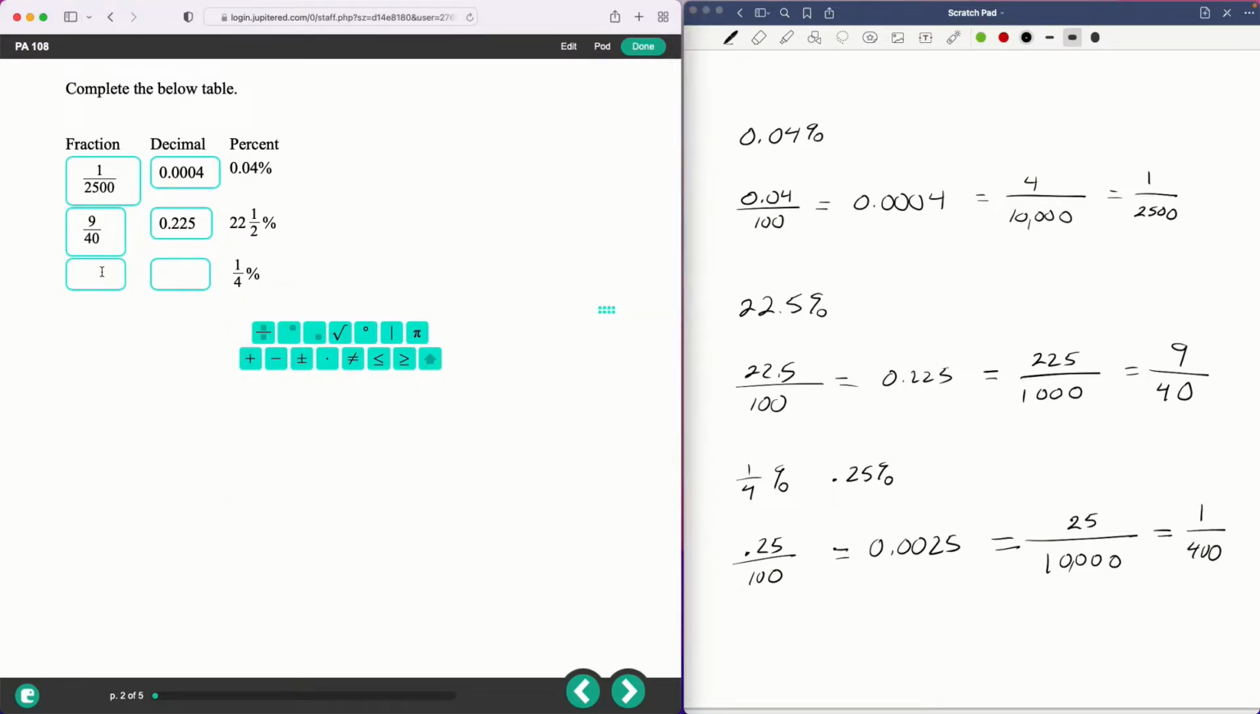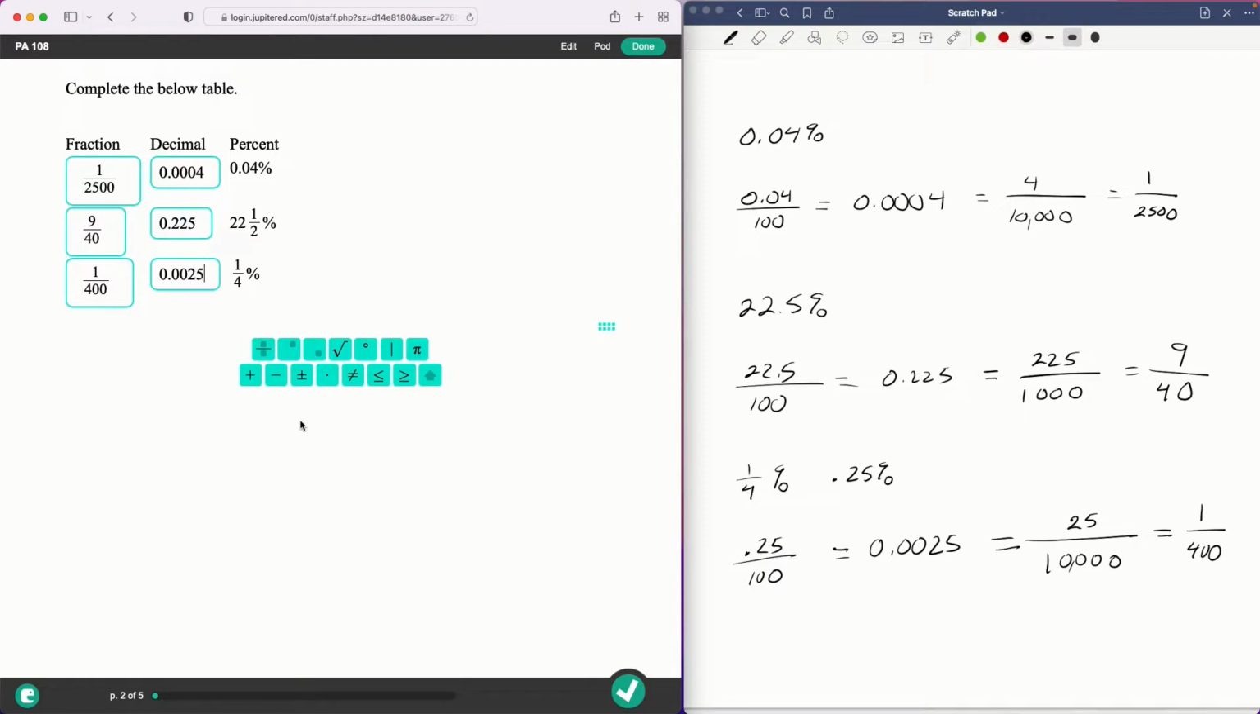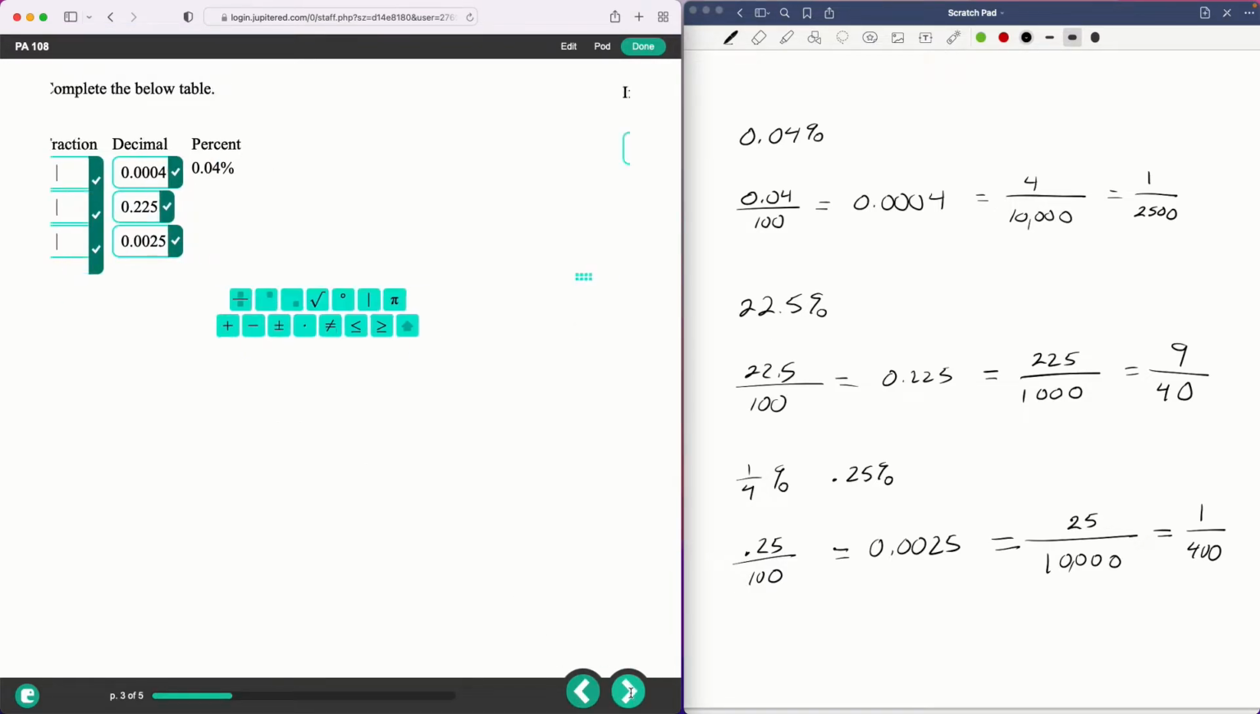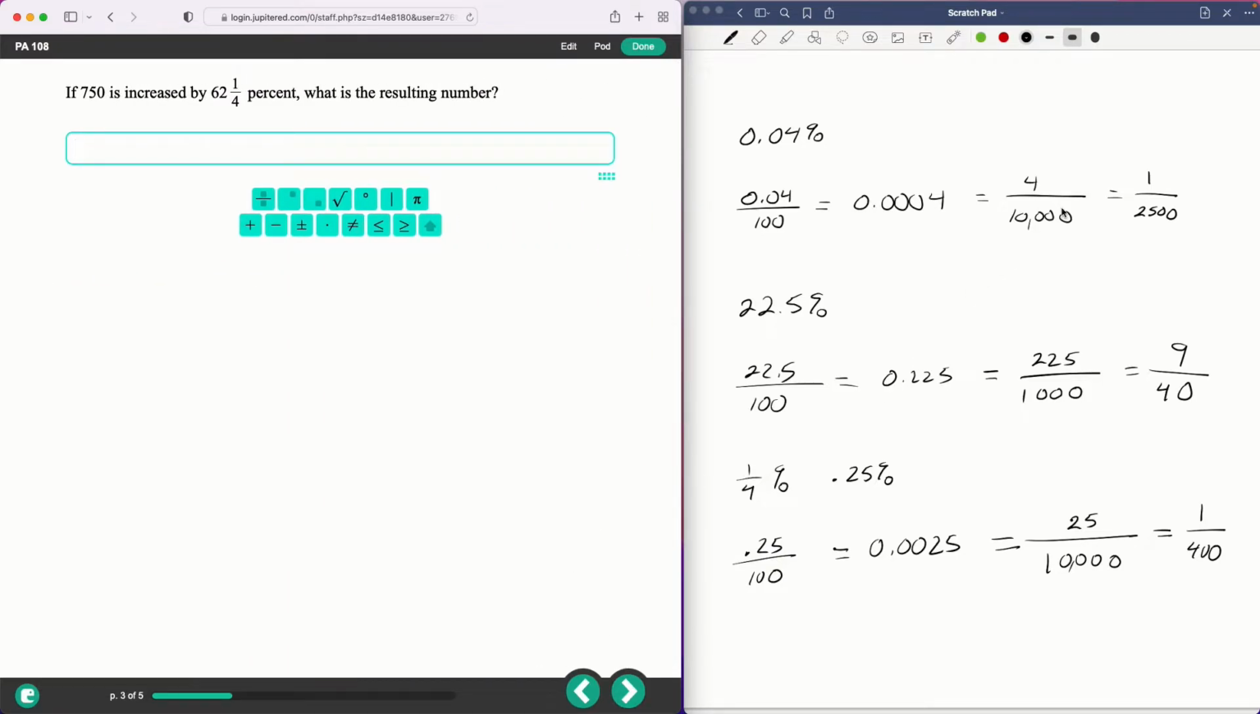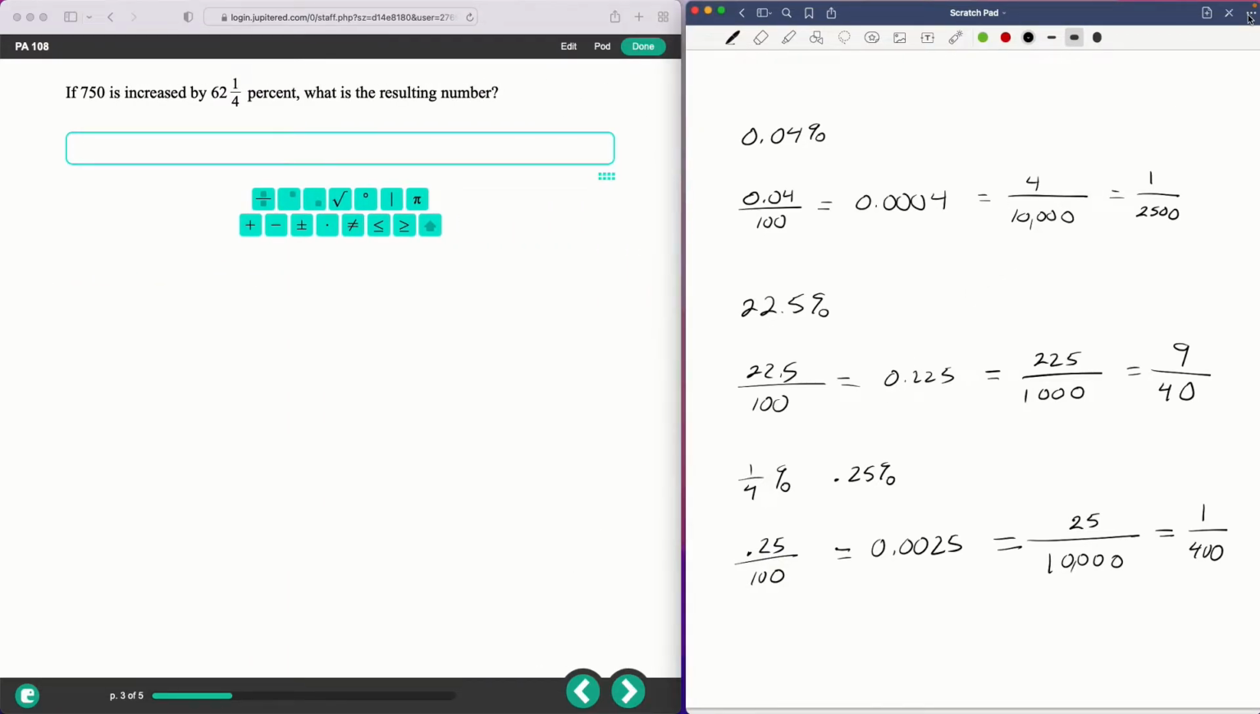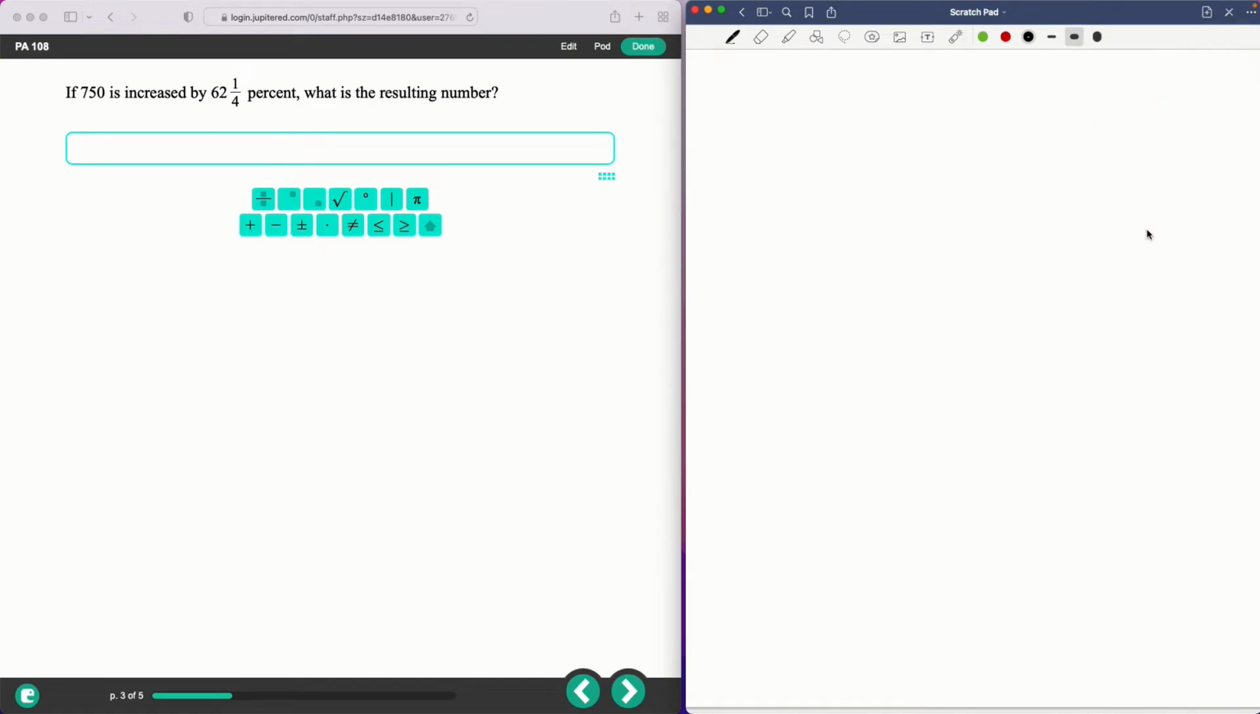So I'm going to come in here and put in my fraction, 1 over 400. And then I'm going to put in my decimal, 0.0025. And I'm going to check it. And everything's correct. All right, so let's clear this and look at this one.